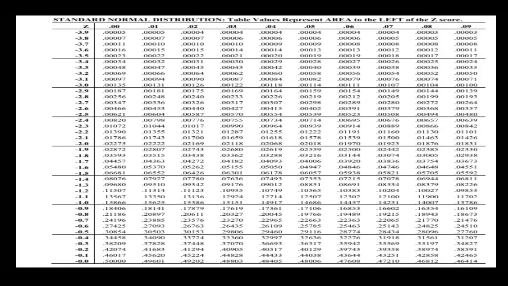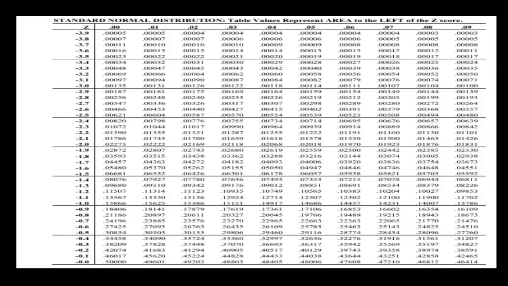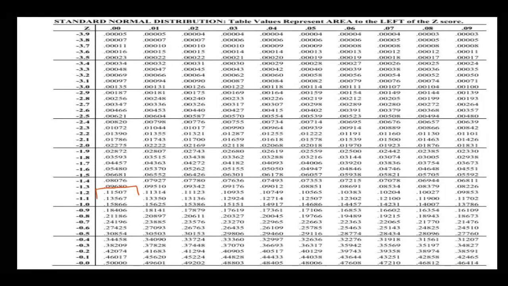Now let's look for that value. What was that value? 0.1151. So where is it here? You check on all these probabilities. It can be tricky, but just be patient, you're going to find it. In this case I've found it there. The value I'm putting in a box here is 0.11507, so when we round it off we get 0.1151. This is what we are looking for.